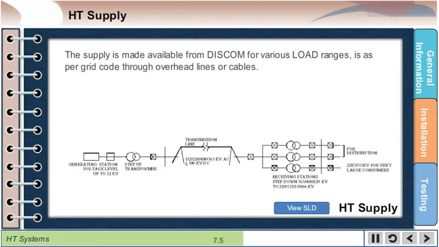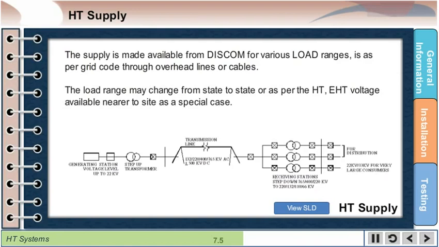HT supply. The grid supply voltage level available from DISCOM for various load ranges is as per grid code. The load range may change from state to state or as per the HT, EHT voltage available nearer to site as a special case.